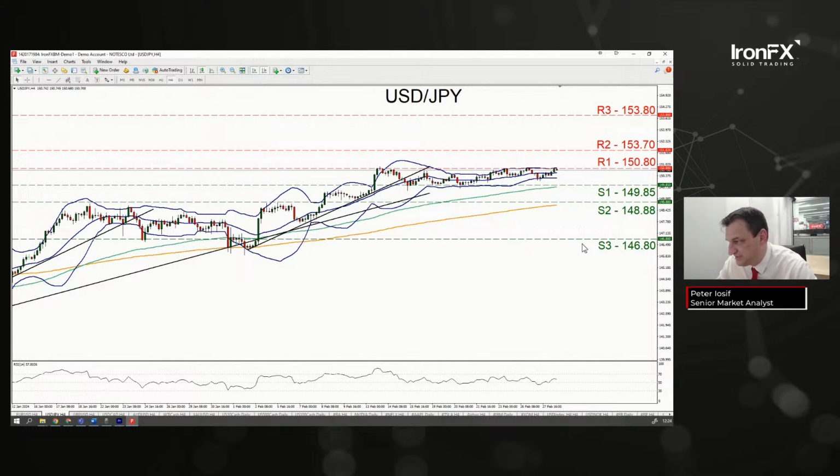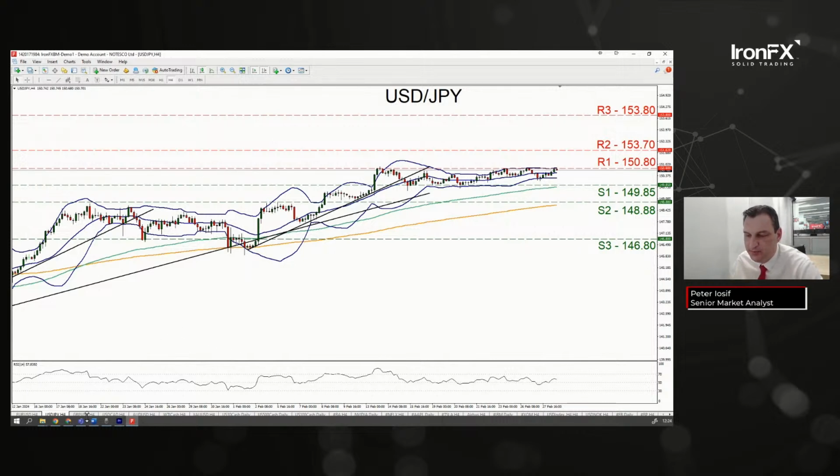Once again, our base scenario for the pair is currently the continuation of the sideways movement, which has been in place since around the 13th of February, within the boundaries set by the R1 150.80 and the S1 149.85.